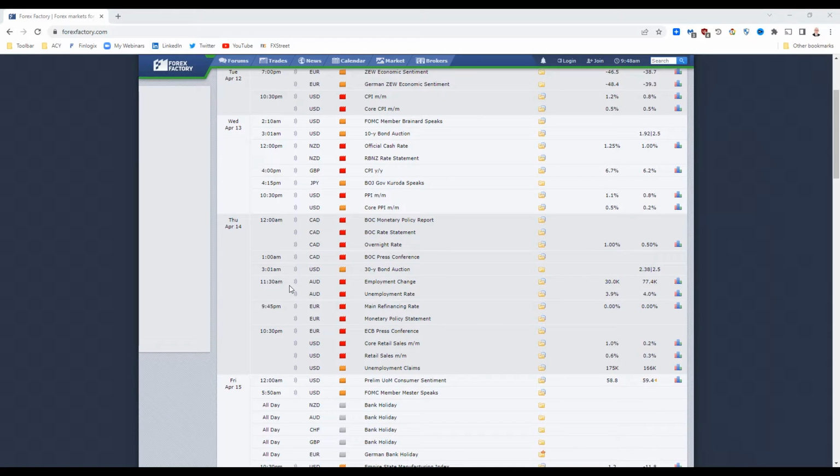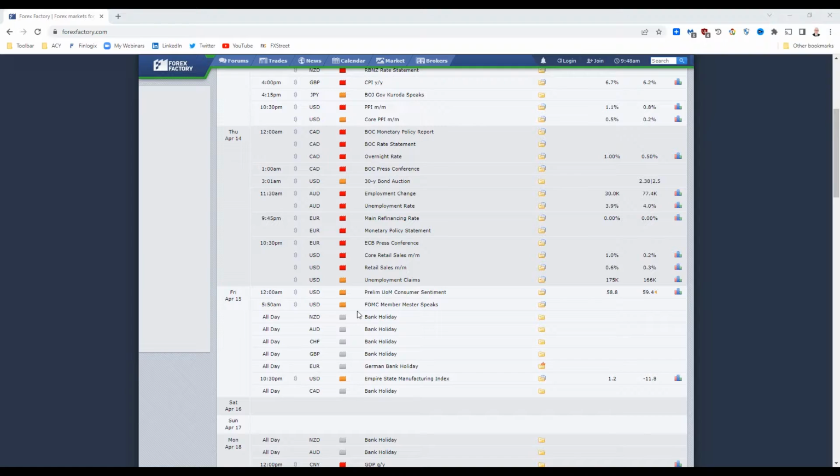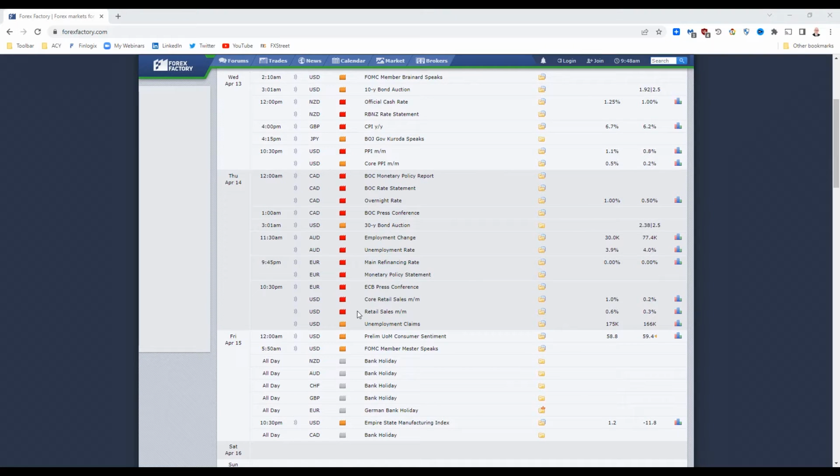Into Thursday, 11:30 AM, we've got the Aussie employment change and unemployment rate coming out. And then later in the day, 10:30 PM, we've got the US core retail sales and retail sales. And then it's a short week this week because of Easter, so nothing much there on Friday. Alright, so those are the items to watch for the Aussie US dollar. So let's get to the charts.